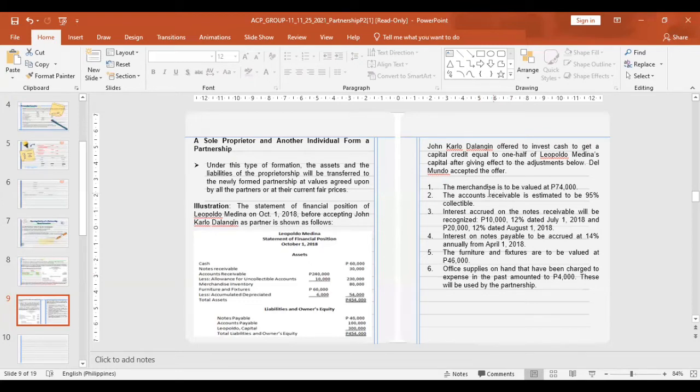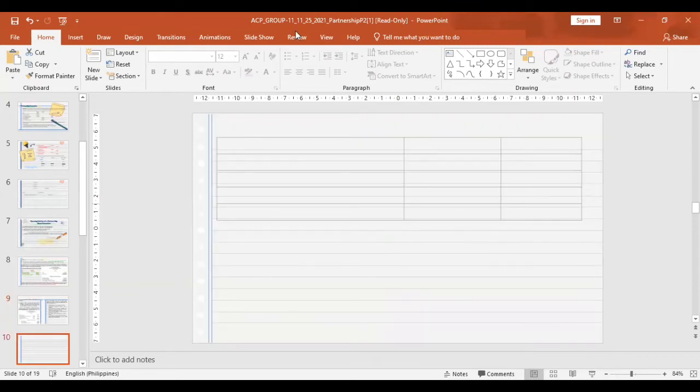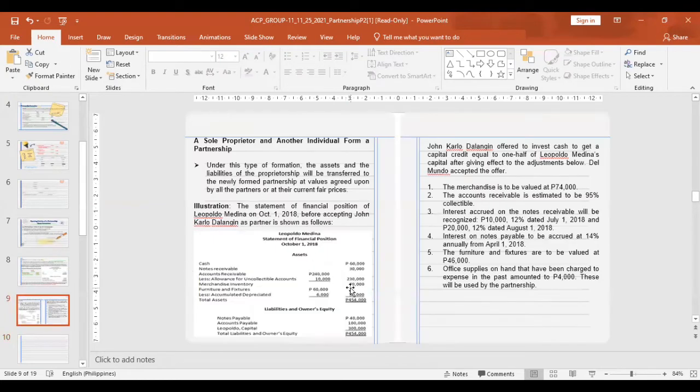So ito naman. Ayan. Pero bago sila mag-form ng partnership, may mga adjustment na mangyayari. So number 1, the merchandise is to be valued at 74,000. Yung merchandise din ni Leopoldo Medina, which is 80,000, i-value na lang daw siya as 74. So, paano natin i-entry yun? So, may idea ba kayo kung paano? Dati siyang 80, pero i-value lang siya as 74. So, may pagbaba na 6,000.